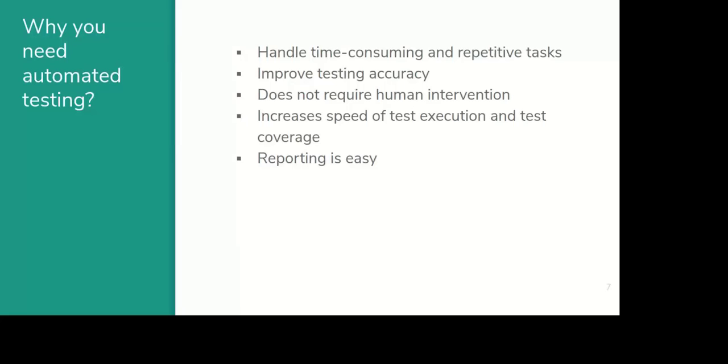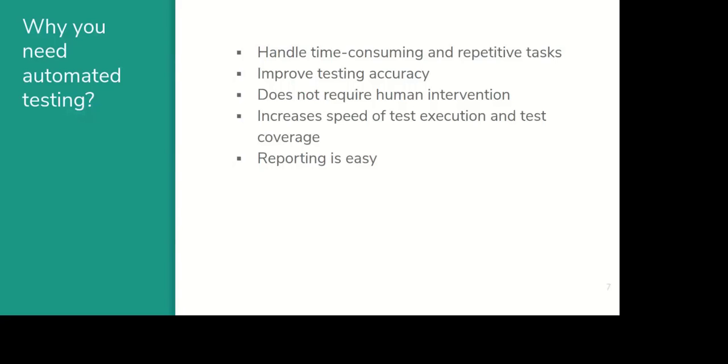So why do we need automated testing? First, to handle time-consuming and repetitive tasks. In agile software development, after a new feature or tool has been added to the system, we need to verify that existing features and functionality still work properly and behave as expected. This task is done repetitively and can require time and effort. So with automation, this task can be done with less time and effort.